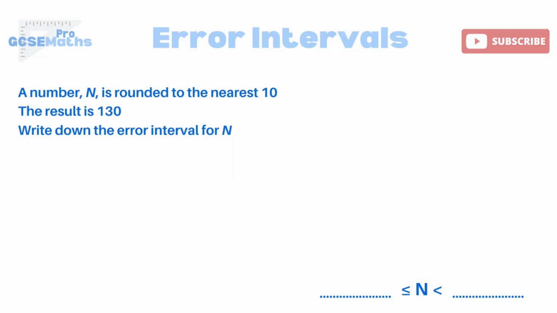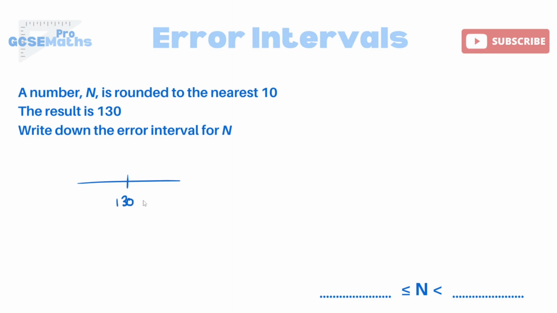Okay, another example, we've got a number n is rounded to the nearest 10. The result is 130. Write down the error interval for n. Okay, so in this case, because it is rounded, again, it doesn't matter what it's rounded to, as long as it's rounded, the concept is the same as upper and lower bounds, so the same amount above as below, isn't it? You might be able to just figure this out straight away, but if you want to know using my visual method of the number line, that's fine.